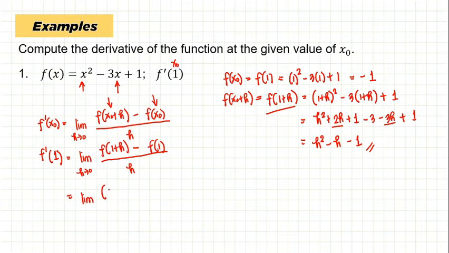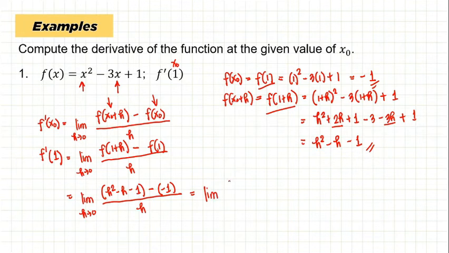So you just copy that one here. So we have h squared minus h minus 1 minus f of 1, which is equal to negative 1. So you have minus negative 1, all over h as h approaches 0. So from that, let's simplify. We will have the limit of h squared minus h, negative 1 minus negative 1. So this will become plus 1. So negative 1 plus 1 is 0. So h squared minus h is what's left, all over h as h approaches 0.